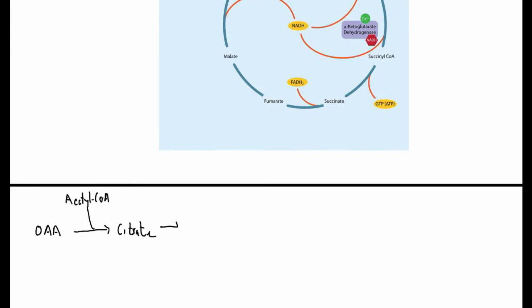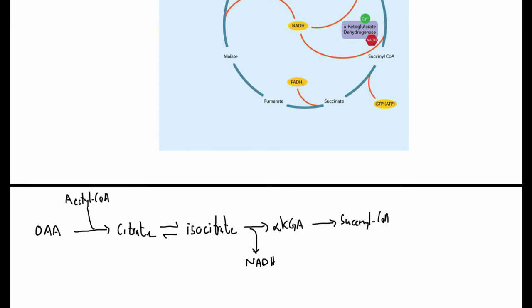And then citrate will be converted to isocitrate, and that will be done in a reversible manner. Okay, the enzyme is reversible. And then the next step will be the conversion of that to alpha-ketoglutarate. Okay, and that's going to make some NADH. And then there's another irreversible step. Alpha-ketoglutarate is going to be converted to succinyl-CoA.